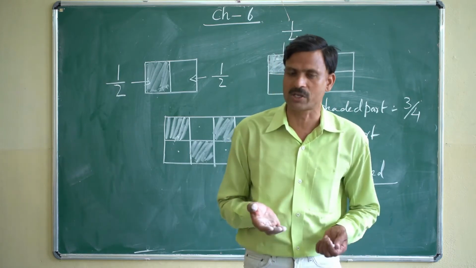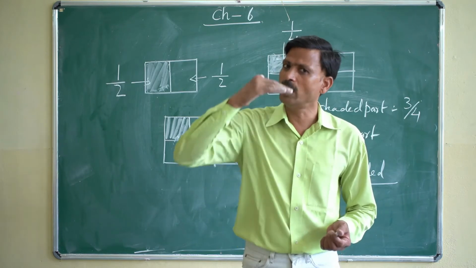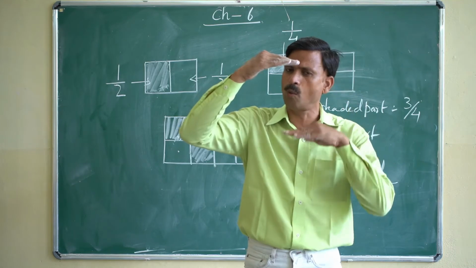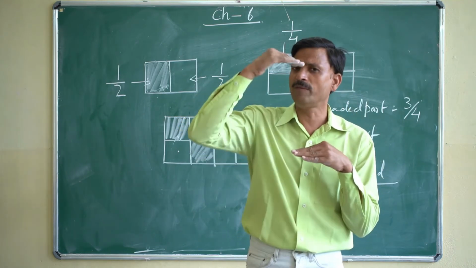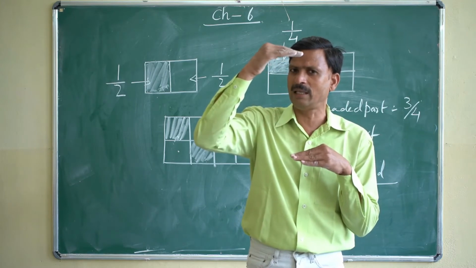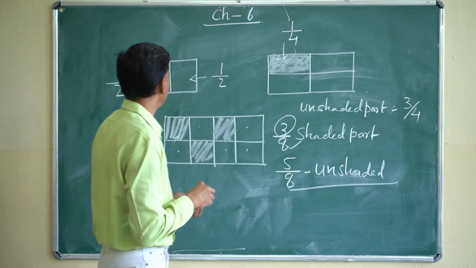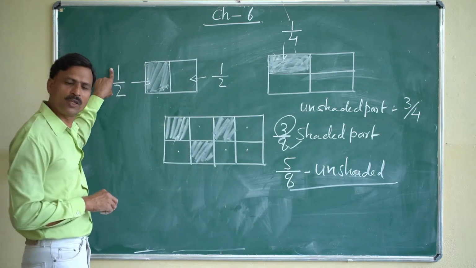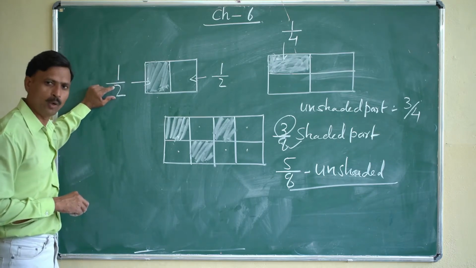What is the proper fraction? So very simple, the definition of proper fraction is: if the numerator, meaning the upper number, is lower than the denominator, meaning the lower number. Okay. So if the numerator is less than the denominator, that is called the proper fraction. For example, here 1 by 2 is a proper fraction. Why? Because the upper number, that is the numerator, is less than the denominator.